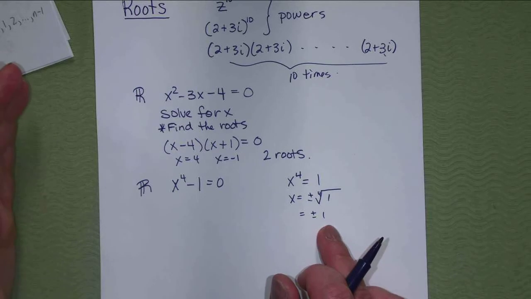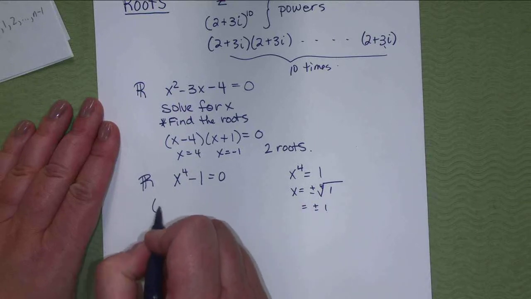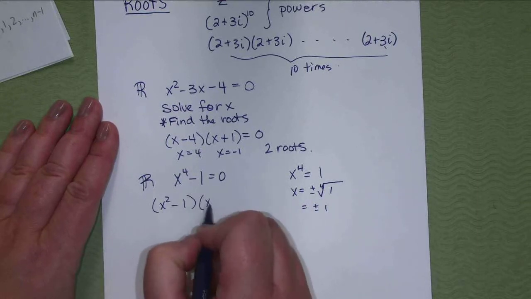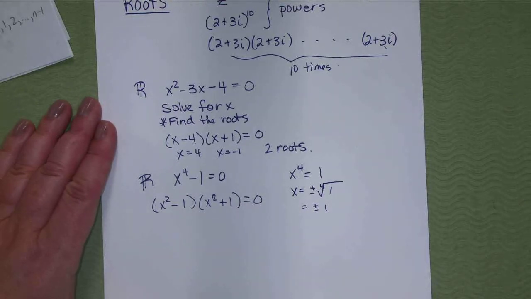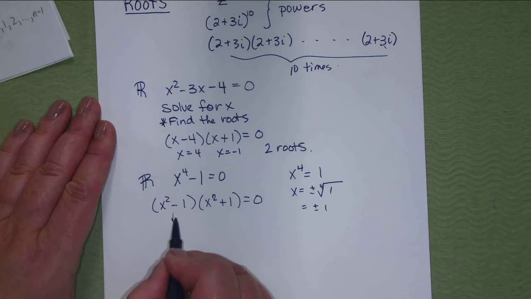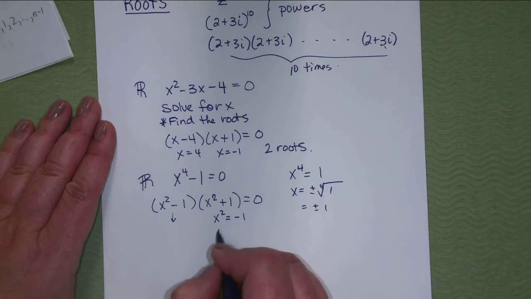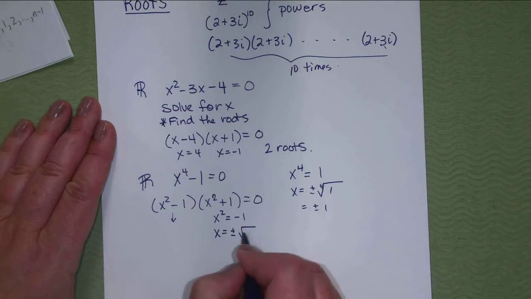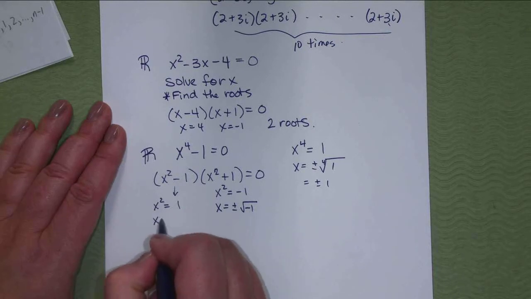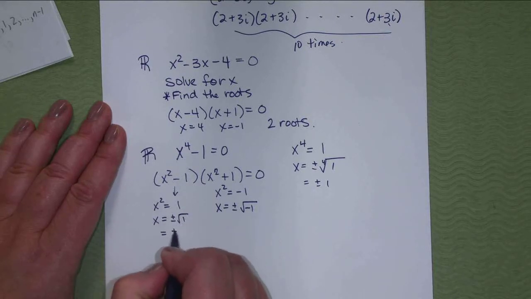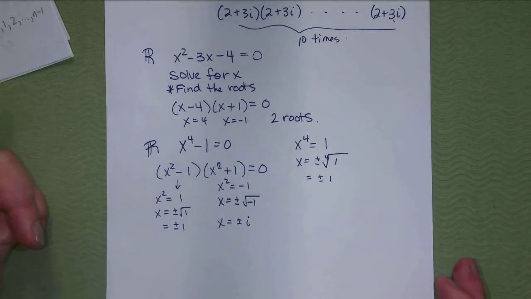Okay, how do you find them if you just do this and that's it, right? You factor it. So everything can factor, it's just sometimes it doesn't have a real root. So this, say, is a difference of squares. Now can you see the 4 roots? This one will give you the plus and minus 1, and this one plus and minus i. The square root of negative 1 is i.